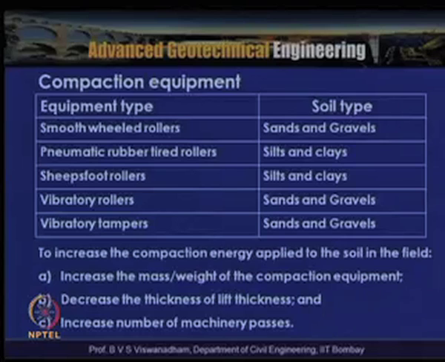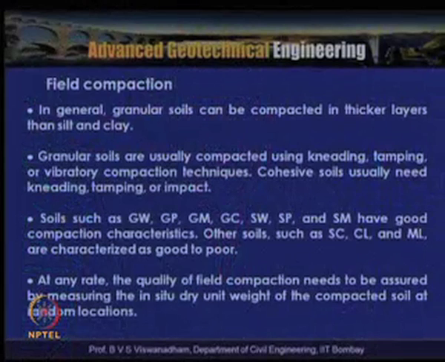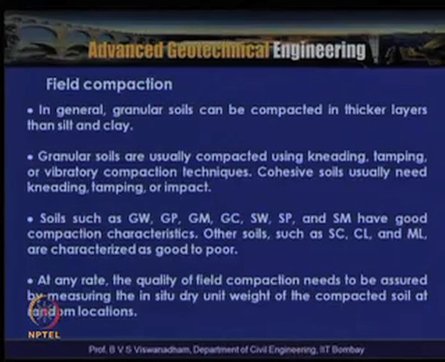We also have discussed that increasing the number of machinery passes sometimes will be wasted, because further increase in the number of passes does not completely ensure compaction energy. There should be an optimal number of passes. In field compaction, in general, granular soils can be compacted in thicker layers than silt and clay. Silt and clay, or fine grained soils, or nowadays materials like coal ash, are required to be compacted in thin layers. Granular layers are usually compacted using kneading, tamping or vibratory compaction techniques, and cohesive soils usually need kneading, tamping or impact type of compaction.